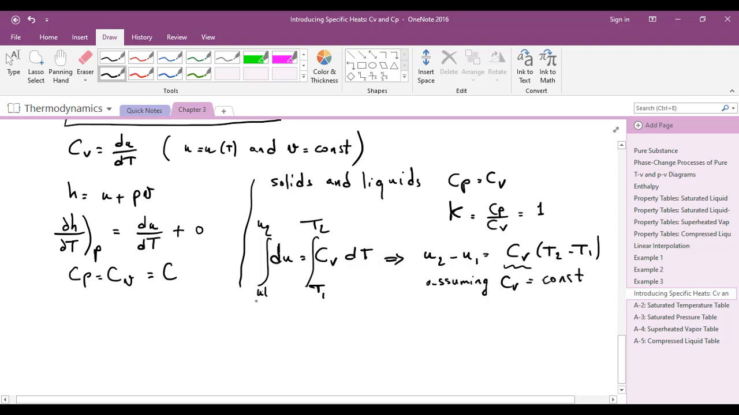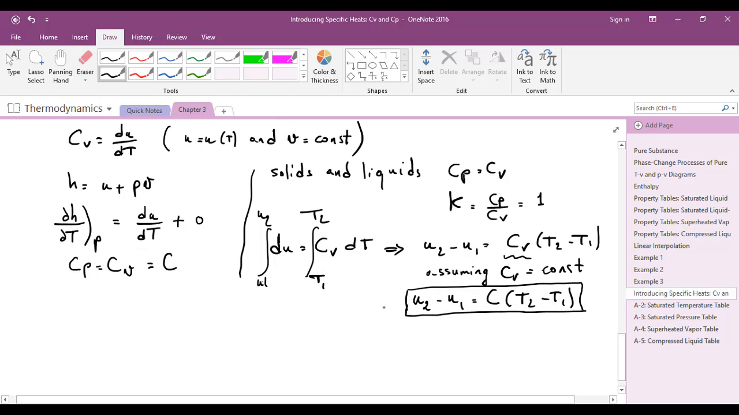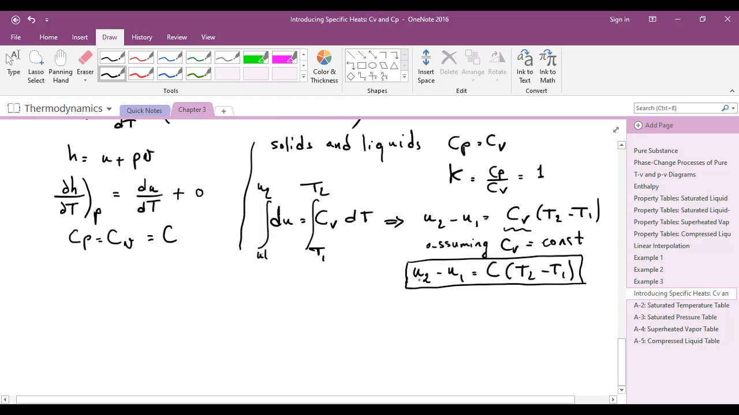Since Cv is just C, you can always say that it is C times T2 minus T1 also. So you can calculate the change in internal energy for liquids and solids, mainly incompressible substances, as C delta T. We just need to know the values of C and the values of the temperatures during the process.